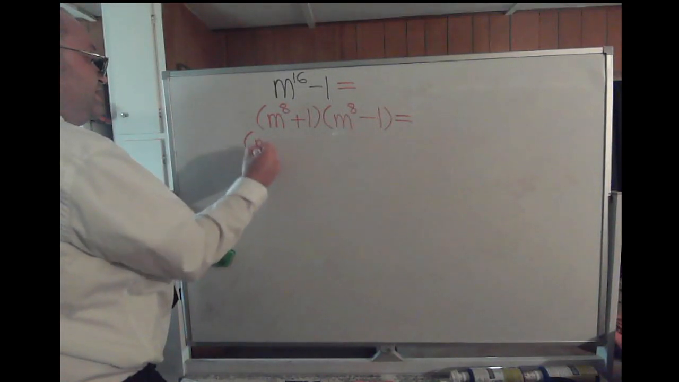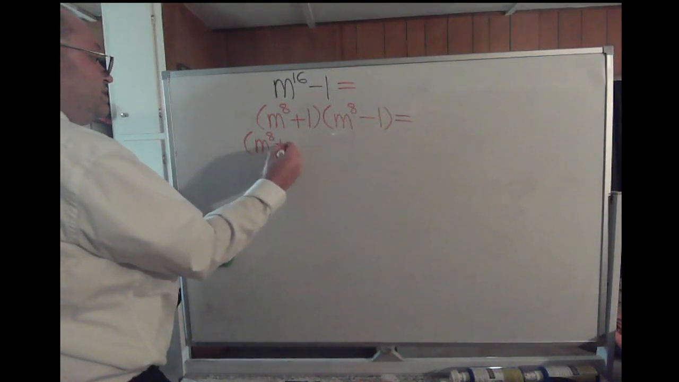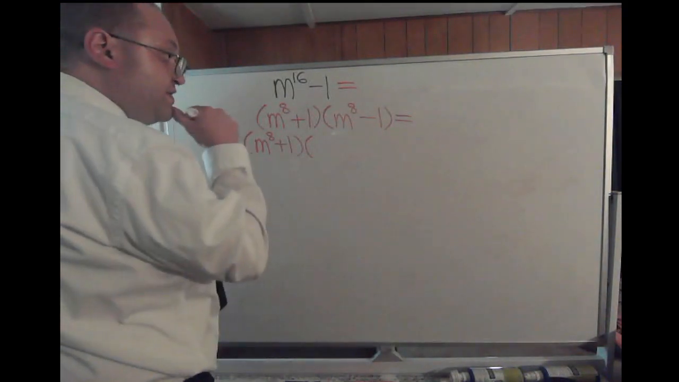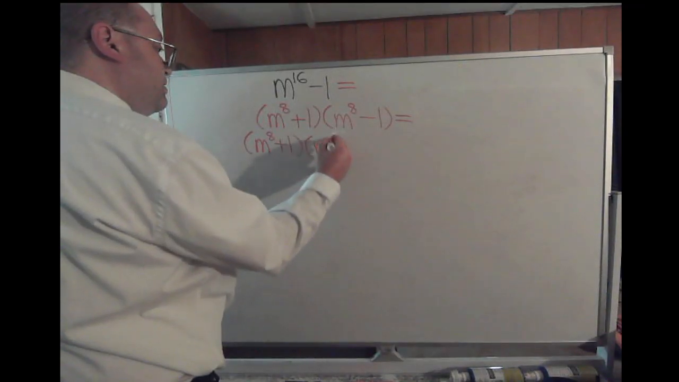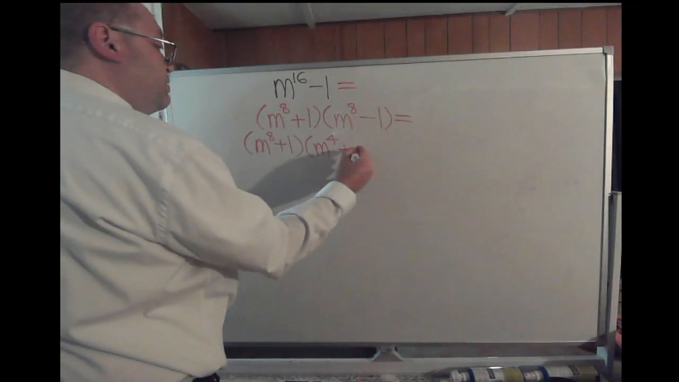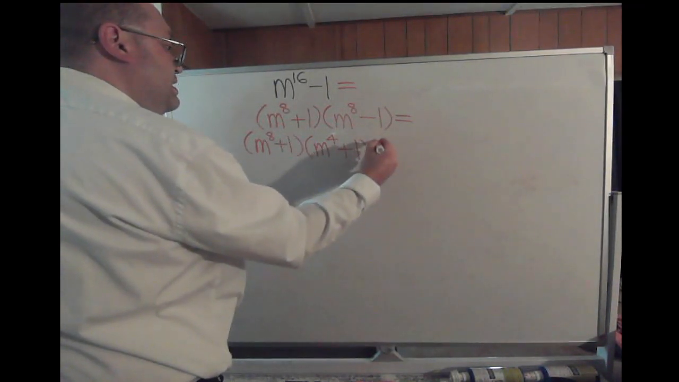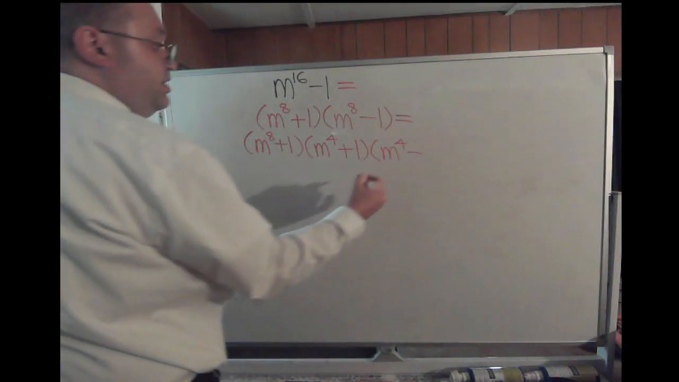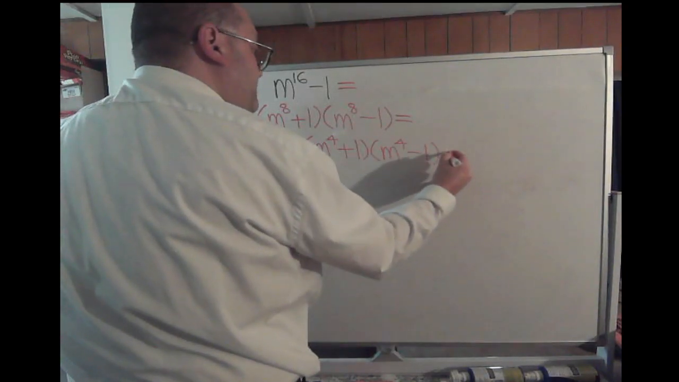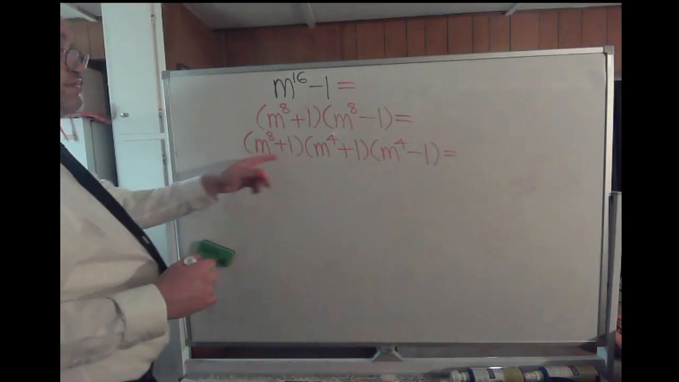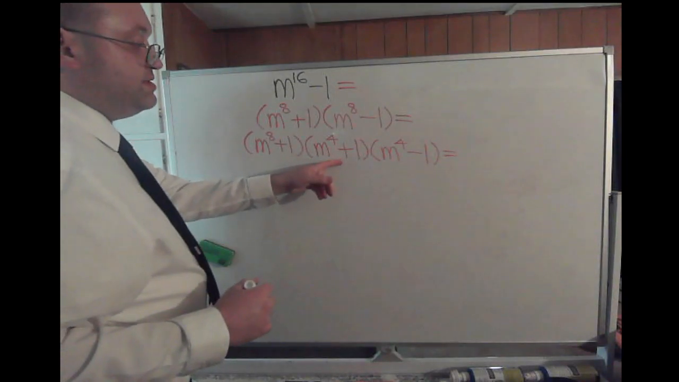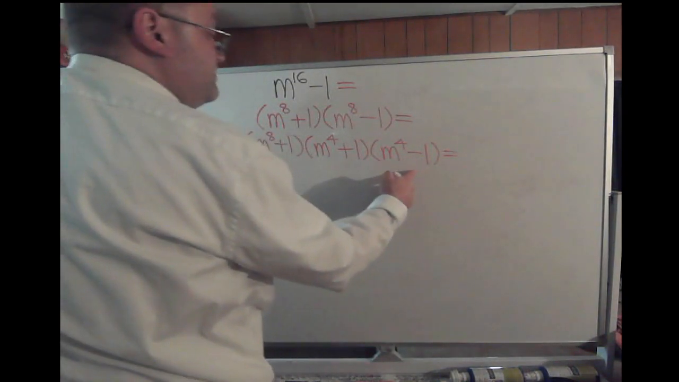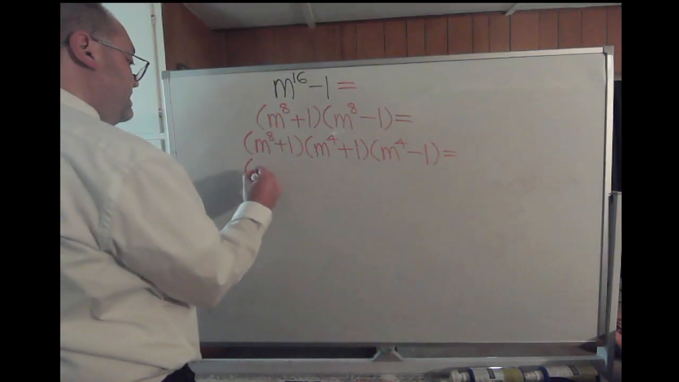So let's go ahead and do that. We'll keep the quantity of m to the 8th plus 1 times our new quantities. The square root of m to the 8th, that's going to be m to the 4th, plus the square root of 1, which would be 1, times the quantity of m to the 4th minus the square root of 1, which would also be 1. Well, now we can't factor m to the 8th plus 1. We also can't factor m to the 4th plus 1, but we can factor m to the 4th minus 1 since that's a difference of squares.